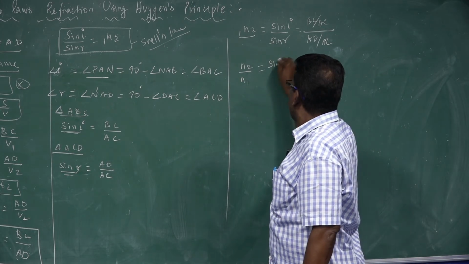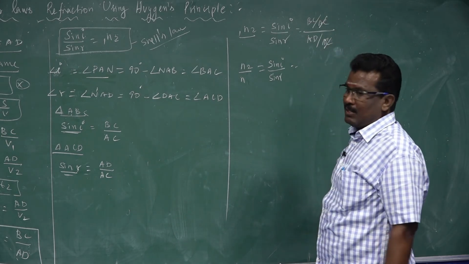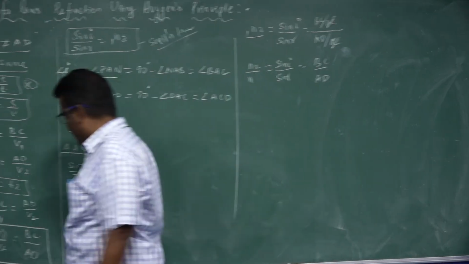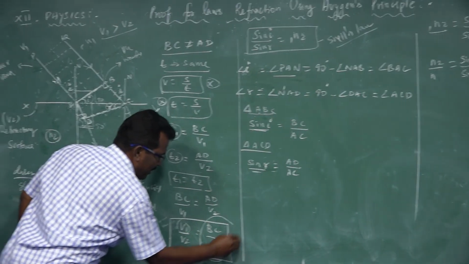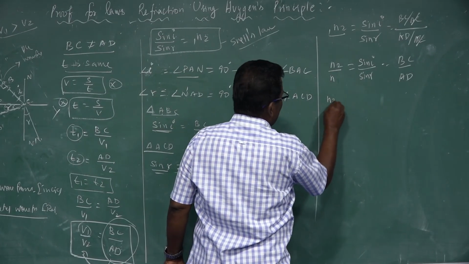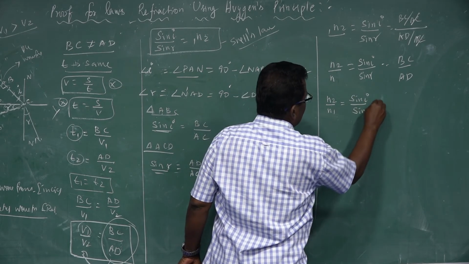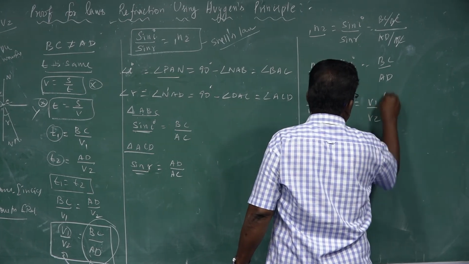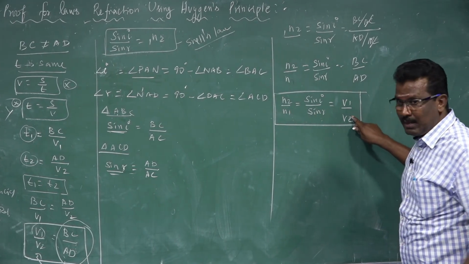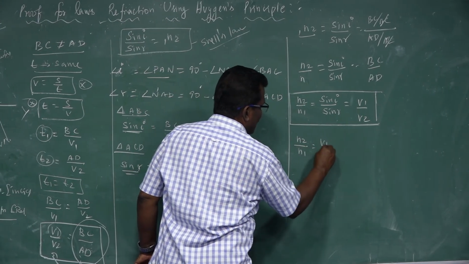So sin i by sin r is BC by AC divided by AD by AC. AC cancels, so remaining is BC by AD. What is BC by AD? BC by AD is equal to V1 by V2. So n2 by n1 is equal to sin i by sin r, which is equal to V1 by V2. That means the refractive index of the second medium with respect to the first medium is equal to V1 by V2.